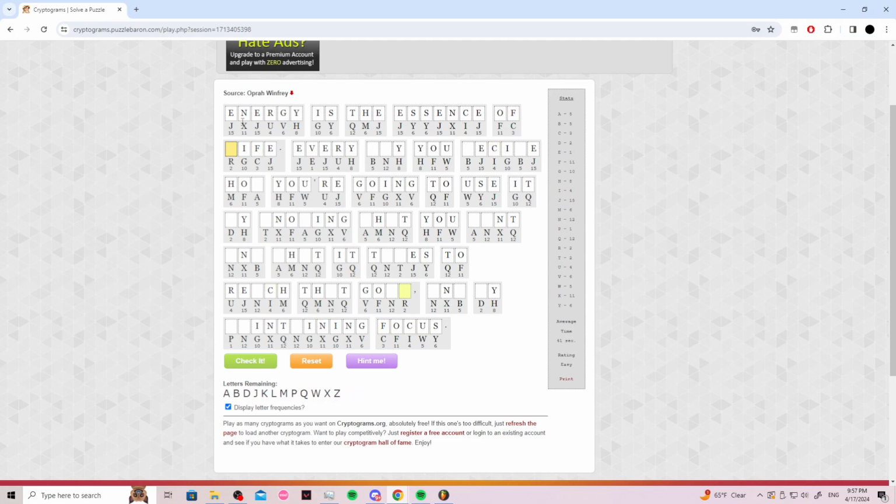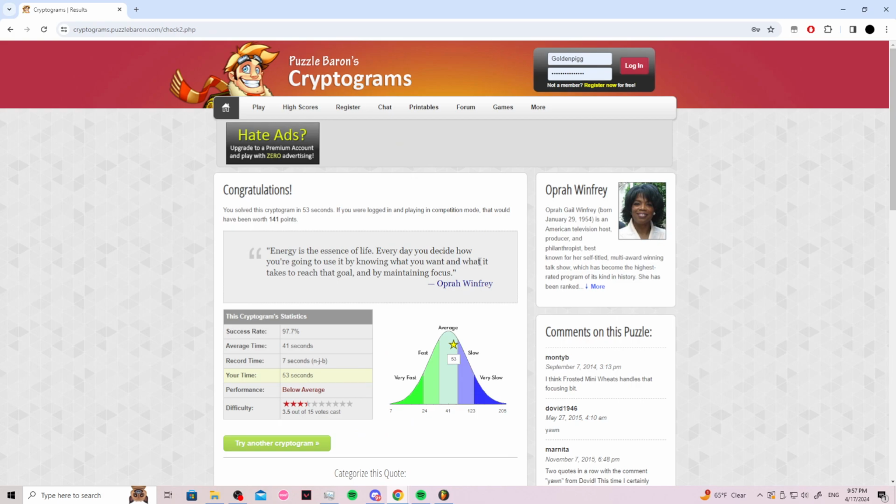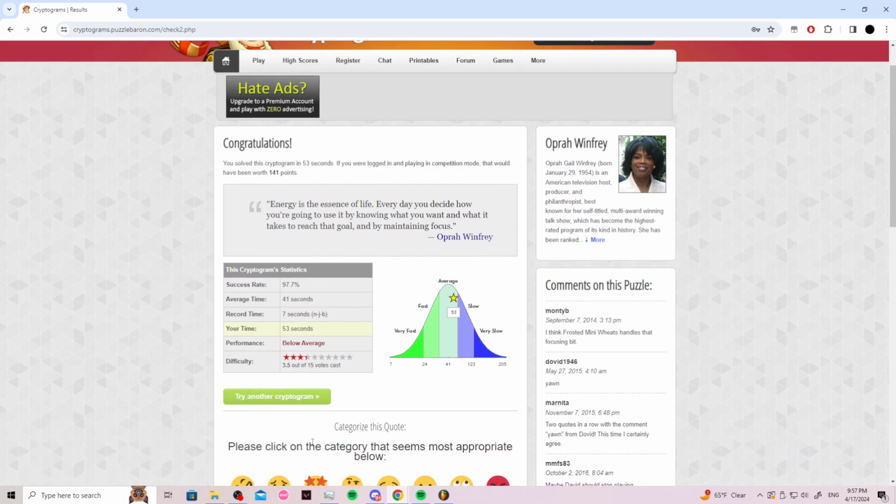Energy is the essence of life. Every day, you decide how you're going to use it by knowing what you want and what it takes to reach that goal and by maintaining focus. Now, I'm not really focused on speed right now. A lot of times, you don't want to just keep on focusing on speed. You want to analyze how did you solve this puzzle? Even if you know how to do it, how did you get there?